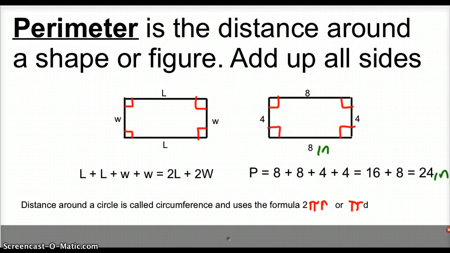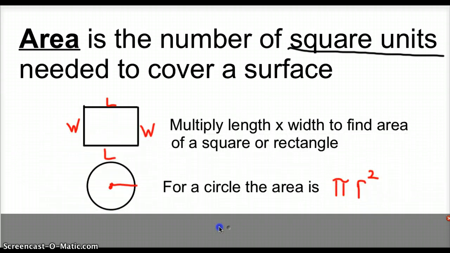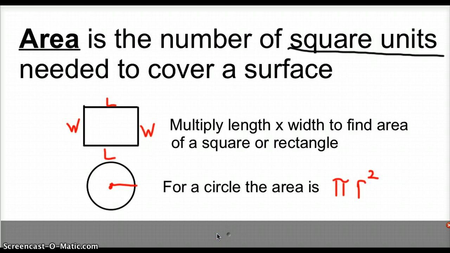Okay, now let's look at area. When we're talking about area, we're looking at the number of square units needed to cover a surface. So that's what area is, the number of square units needed to cover a surface. So in the case of a square or rectangle, you're just going to multiply length times width to find the area.